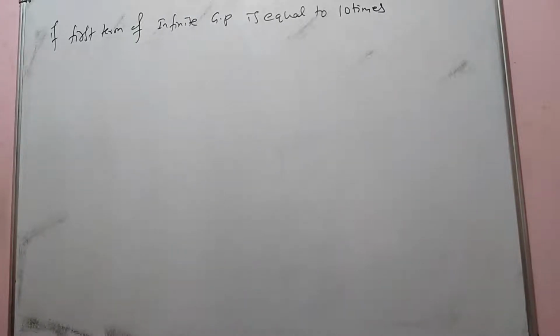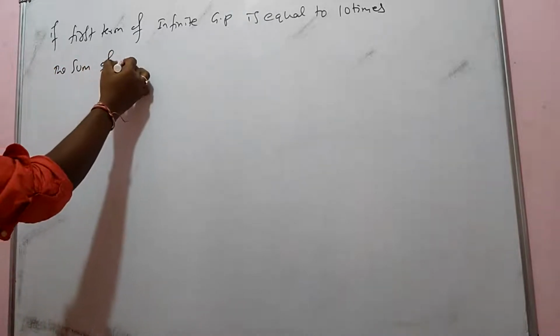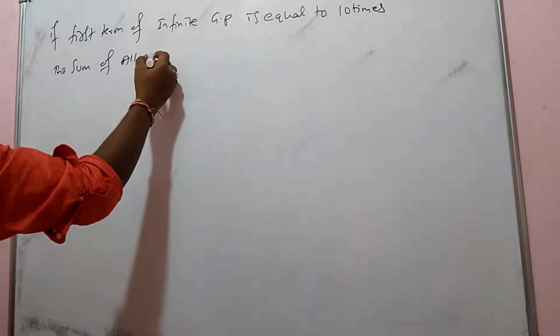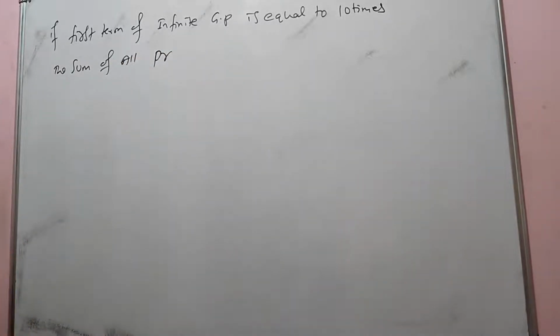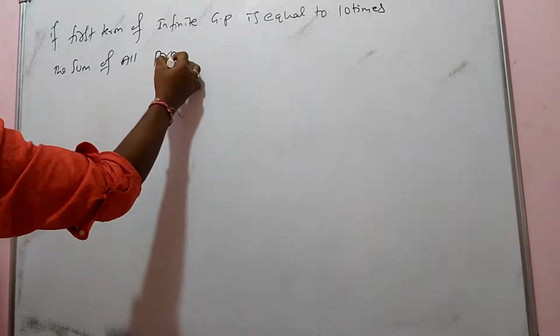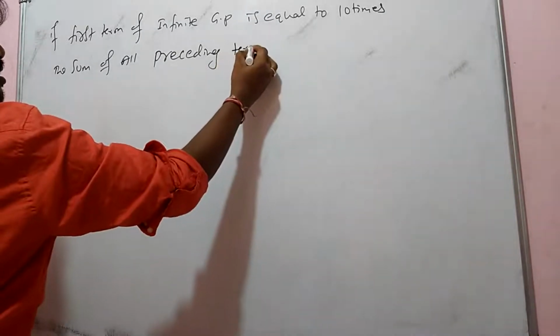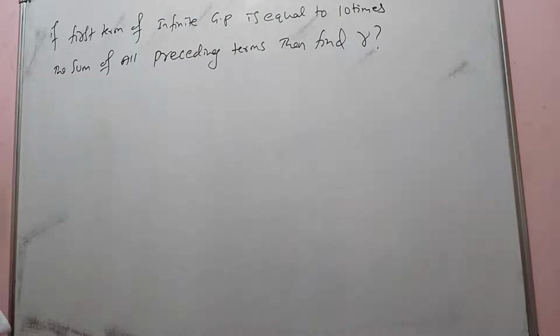If the first term of an infinite GP is equal to 10 times the sum of all its preceding terms, then find the common ratio, find R. The question is find R.